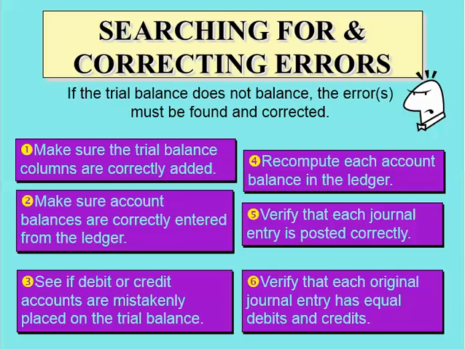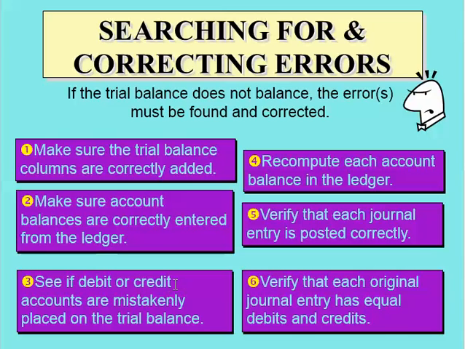If you get down to the trial balance and you realize that your debits don't equal your credits, there are a couple of things you can do. Go back and make sure that you correctly added the trial balance columns: you correctly added up the debits and you correctly added up the credits. Then make sure that your account balances are correctly entered from the ledger, that we didn't make a mistake copying from the ledger into the trial balance columns.